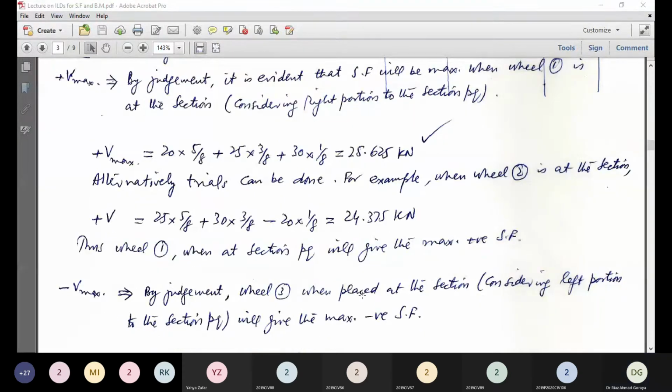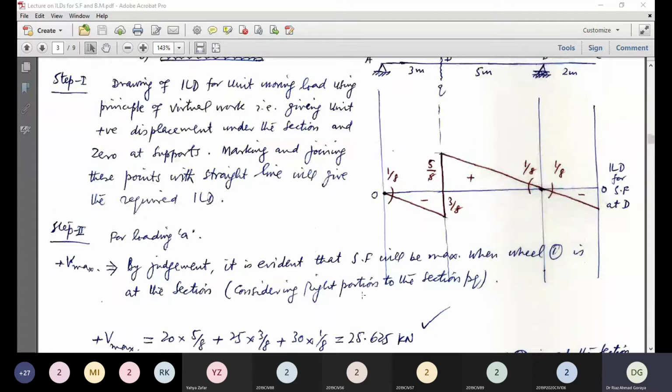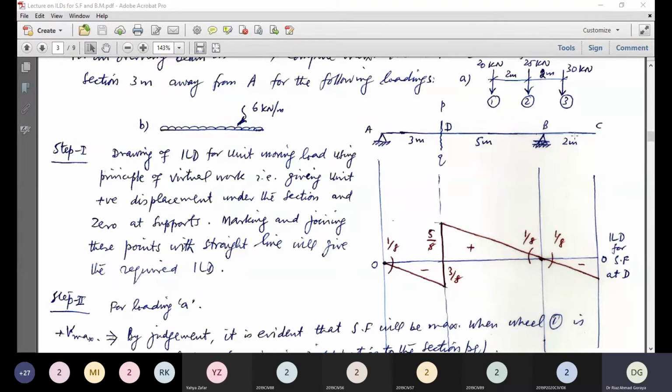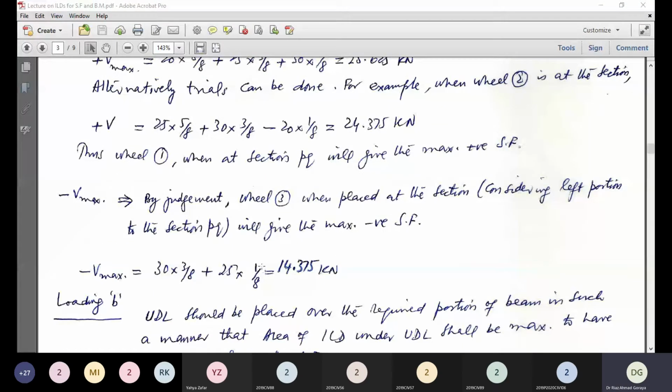Similarly, for negative shear force, this portion is 3 meter, this negative portion is 2 meter. So we will consider this portion. Again by the judgment, negative shear force will be maximum when wheel 3 is at the section, multiplied with this ordinate of the negative portion. So 30 into 3 by 8 plus 25 into 1 by 8, which is 14.375.